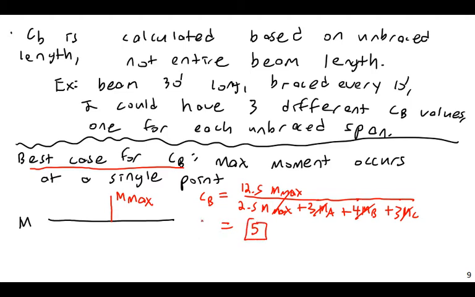So that's really the highest it can ever get. It's never going to get higher than 5. That is the highest case. After this, I'll also note where you use this as a reminder. And then let's look at the worst case for CB.